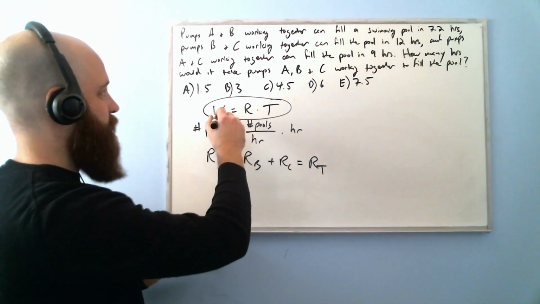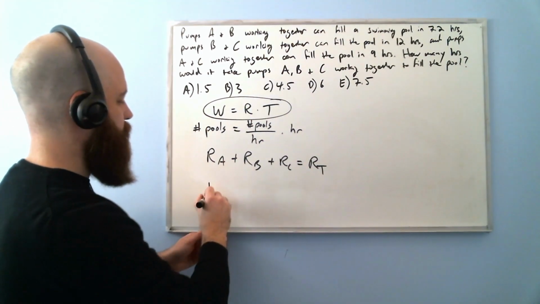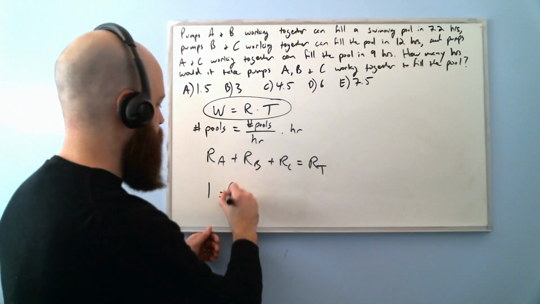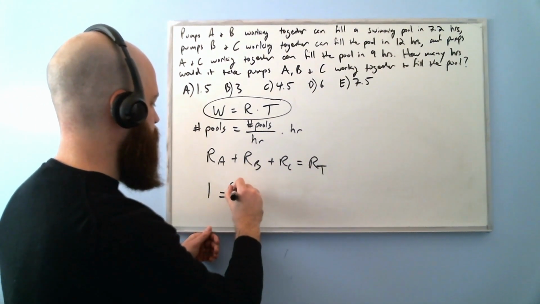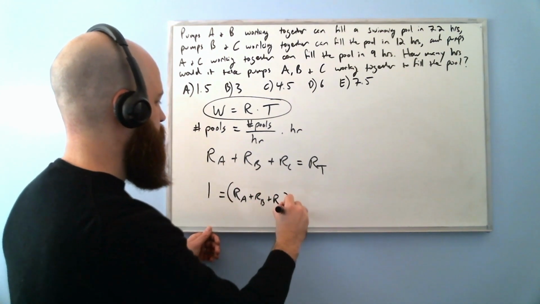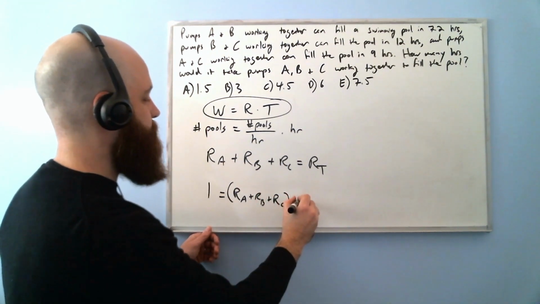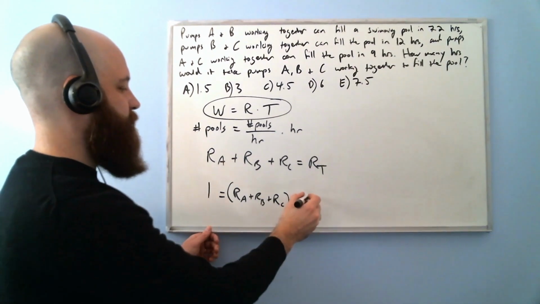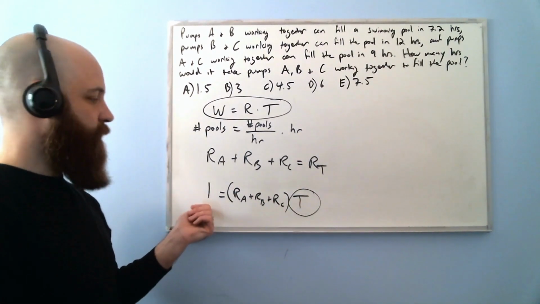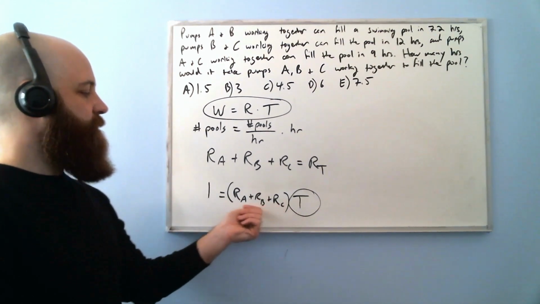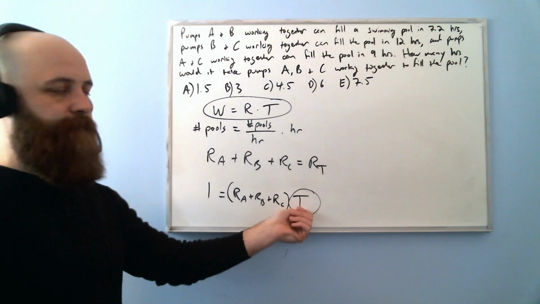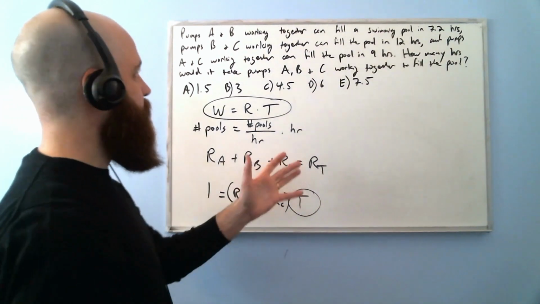So the work, okay, we're trying to fill one pool, so 1, equals the rate. Well, they're all working together, so the total rate, RT, would just be RA plus RB plus RC, and then times the amount of time. And that's what they're asking for. What is time? Okay, so we know the work, one pool. If we could figure out their combined rate, the rate when all of them are working together, then I could solve for t.